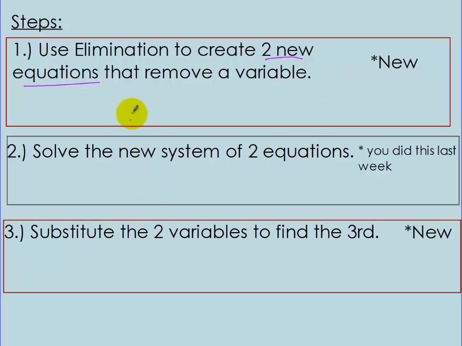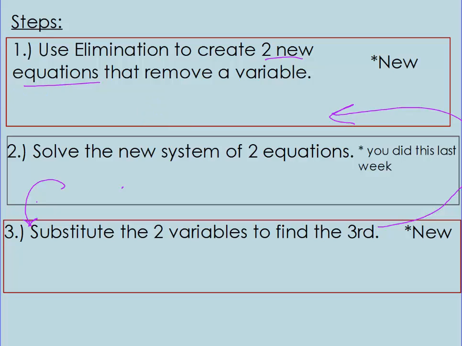And then we'll have 2 new equations, and it's just 2 equations with 2 variables, so we can solve the system just like we did last week. And then the last thing, you should have 2 solutions from step 2. So you use those 2 solutions to substitute and find the 3rd variable that we eliminated from step 1. This 3rd variable was eliminated up here. So we substitute the 2 we know to find the one we don't know. So there's 2 new steps here.